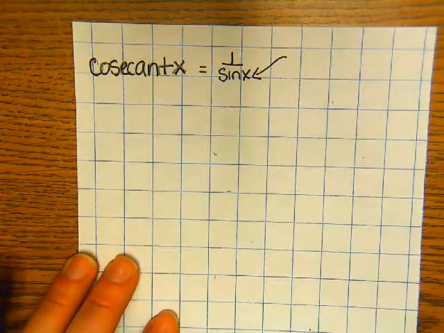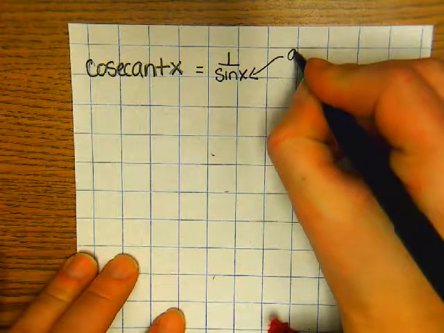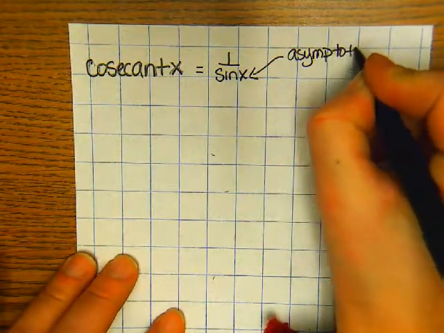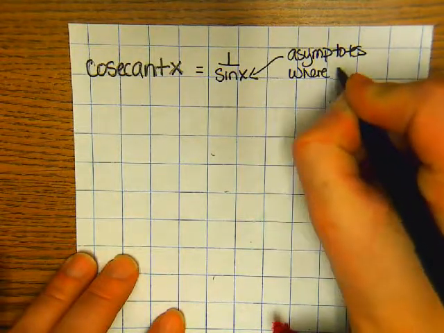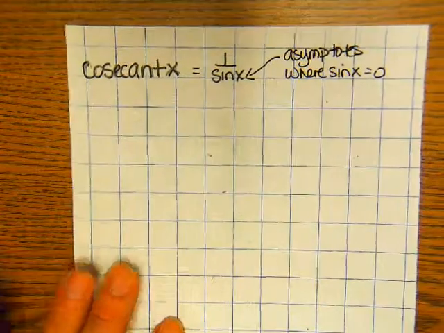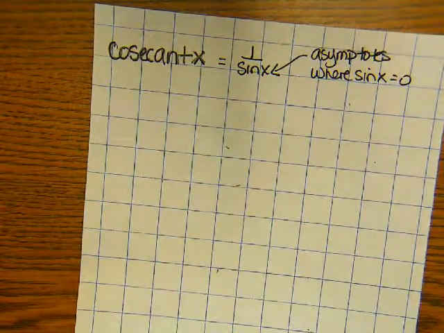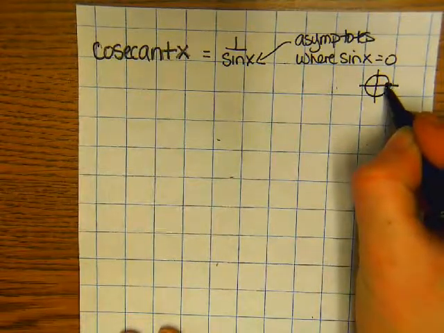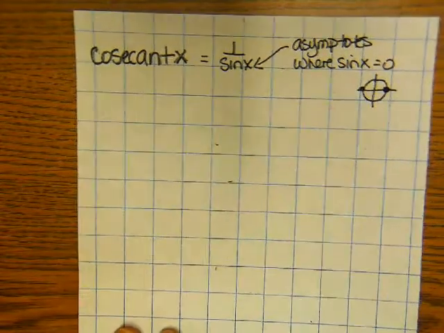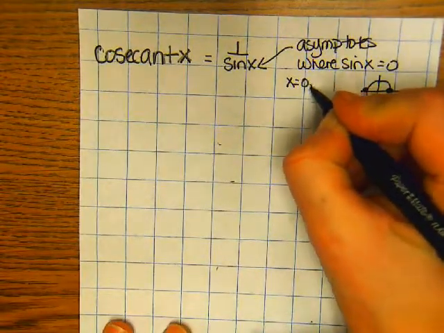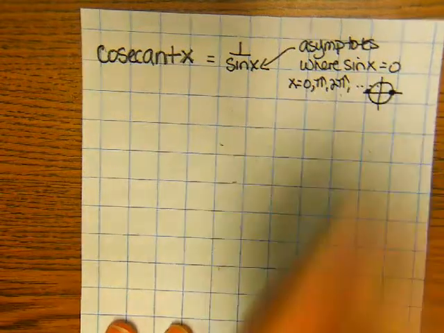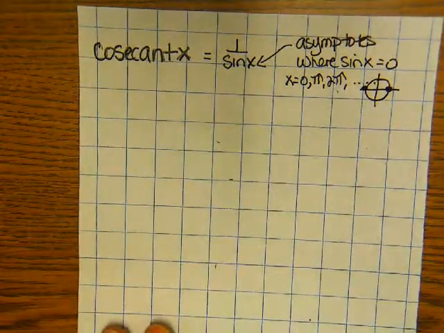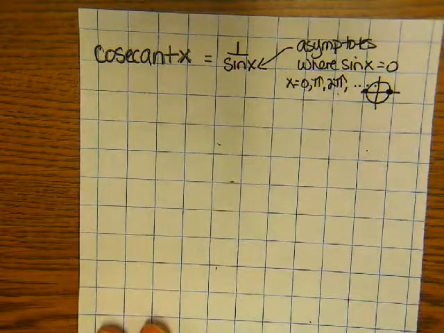This would have asymptotes where the sine is 0. Can somebody tell me where the sine is 0 on the unit circle? At the beginning, which is 0, at 180, which is pi, 2 pi, then it would be 3 pi, and so on. Is that making sense? Anytime on the unit circle when we are here or here. So that's going to be 0, pi, 2 pi. What's the pattern then, if you had to describe that? Yeah, every integer multiple of pi, right?